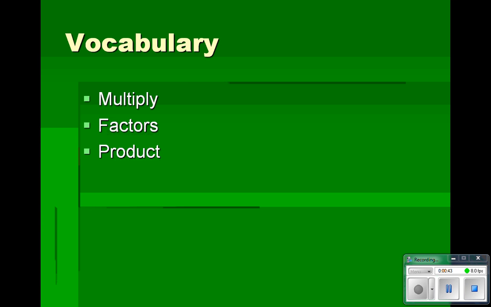Next, let's look at factors. Factors are two numbers that you are going to actually multiply together. For example, 2 times 3. 2 is a factor, and so is 3. The answer to that problem is going to be our next vocab word, which is product. 2 times 3 is going to be 6. So 6 would be the product, which is the answer to a multiplication problem.